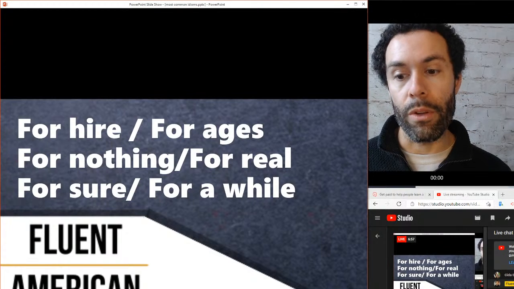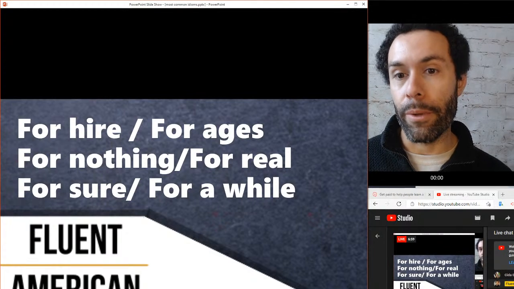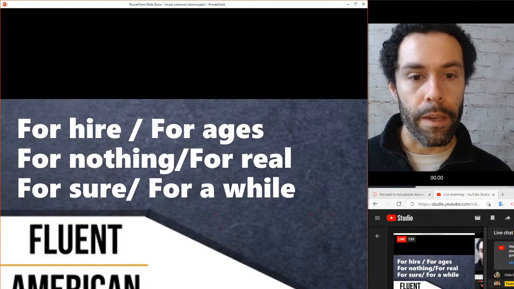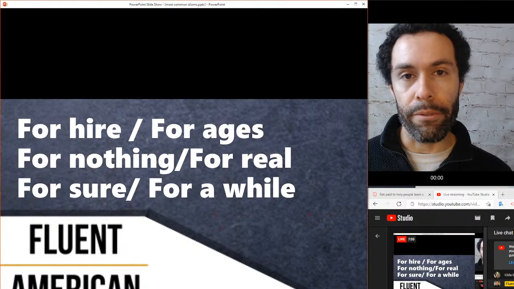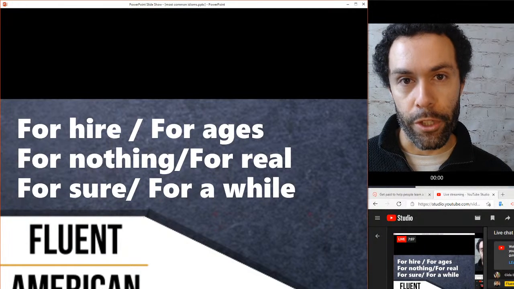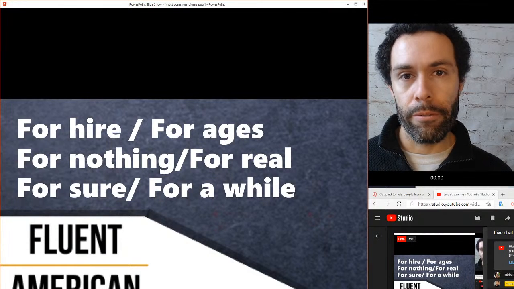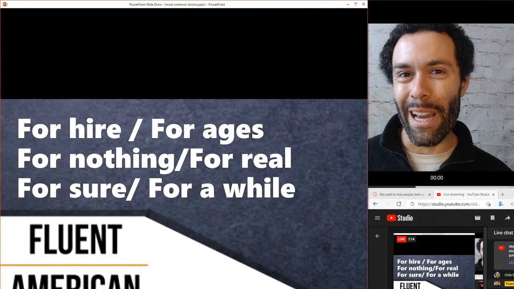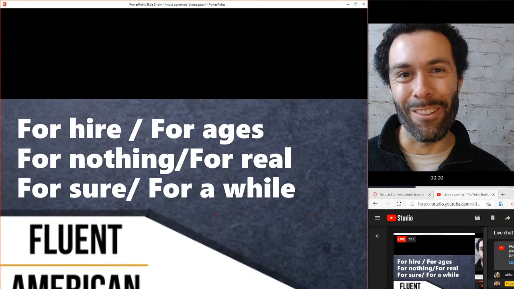How about our next one? Notice that the R's are going to link together. For real. Okay? I did it for real. He said it for real. Our next one, "for sure." So again, it's like "for sure." Lots of R sounds. Not a whole lot of vowel sounds, right? The consonant sounds here are really strong. For sure.